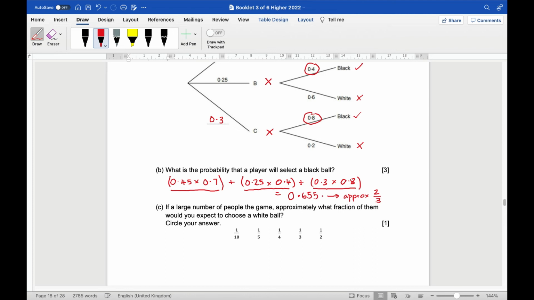0.666666666 is 2/3. That's pretty close to that. So if it said, what's that approximately as a fraction, you'd say 2/3. Therefore, approximately what is the fraction of getting a white ball? Well, if it's approximately 2/3 to get a black ball, it's approximately 1/3 to get a white ball. Okay?